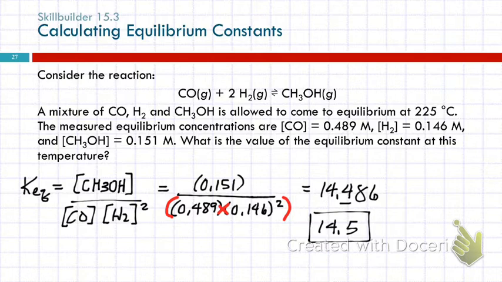Any questions? Yeah. The square root for both of CO and H2? No, only the H2 is squared. So the H2 is squared, the carbon monoxide is not. It's a good question. Because up here, CO has a coefficient of 1. H2 is the only one with a coefficient of 2. So they're independent.